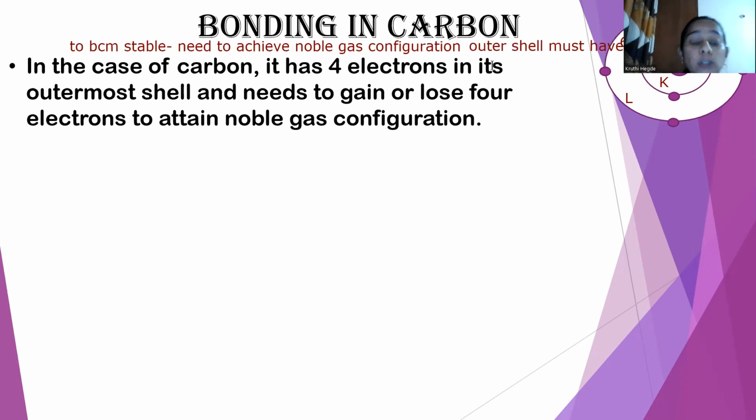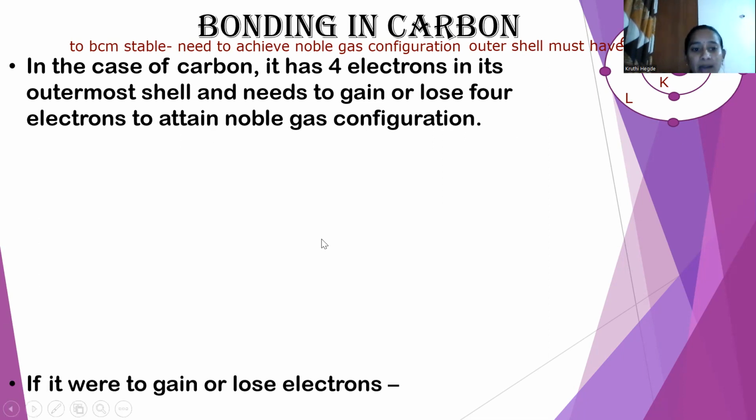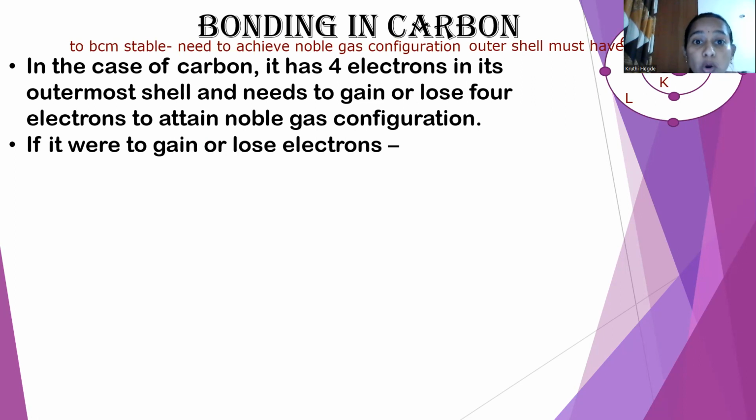So in order to have 8 electrons in the outer shell, look, here there are 4. Either it must gain 4 electrons, so that 4 plus 4 become 8, or it must lose these 4 electrons. Let us understand what happens in this condition. If it were to gain or lose electrons, generally what do atoms do? We learned this in ionic compounds.